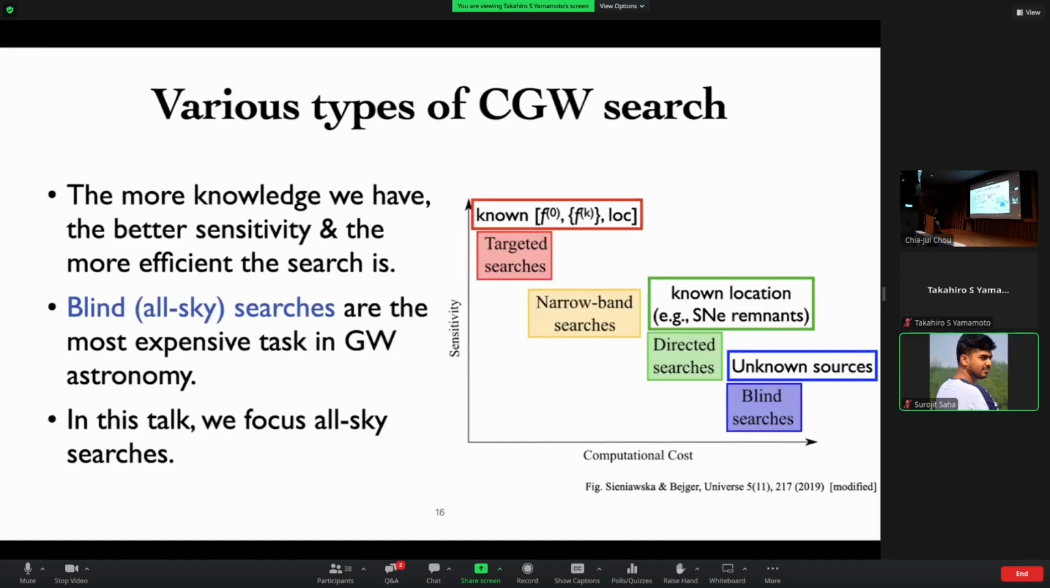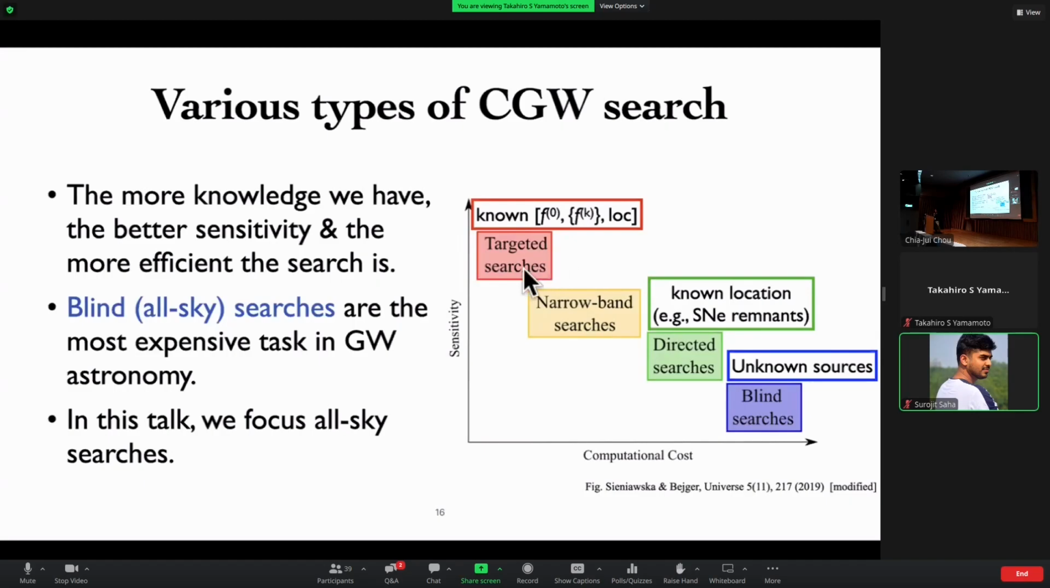This is a list of the various types of continuous wave search. The horizontal axis shows the computational cost, and the vertical axis shows the sensitivity. From the top left, targeted searches, in which we assume that we know the frequency parameters, F0, F1, and so on, and also the source location. So this is applicable for searching for gravitational waves from known pulsars.